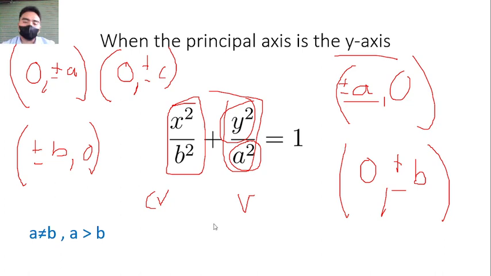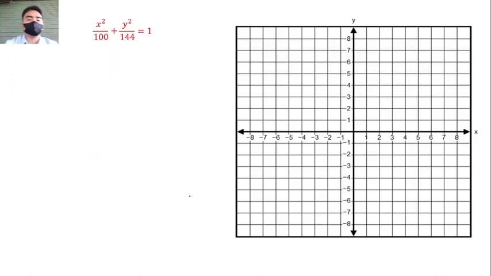Let's try this example. We have x squared over 100 plus y squared over 144 is equal to 1. We are going to find the center. This is the second case, when the center of the ellipse is at the origin. So our center is the origin, so it is (0, 0).